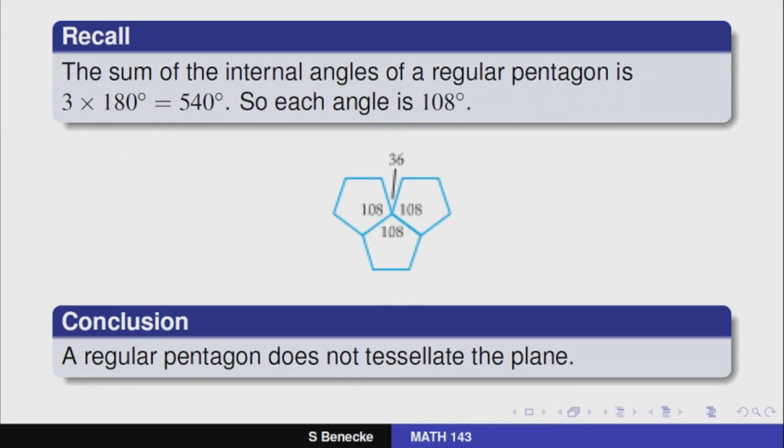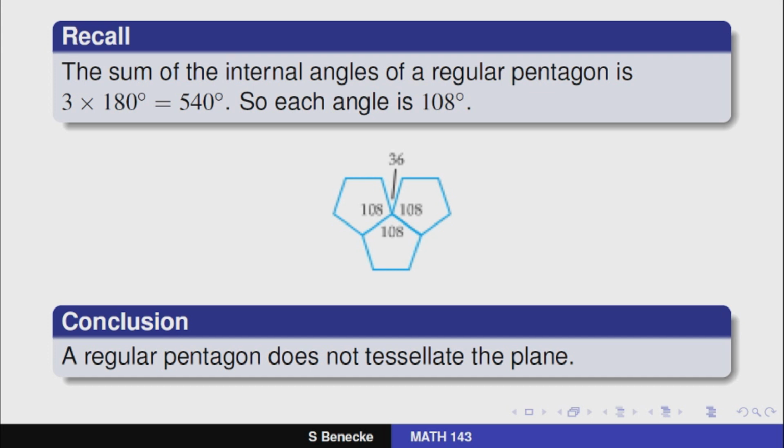If I look at the pentagon, if I'm going to piece them together without any gaps, the interior angles have to add up to 360 degrees all the way around. The pentagon won't work because its interior angle is 108. And if I piece them together, I'm going to get a little gap. It's not going to work.